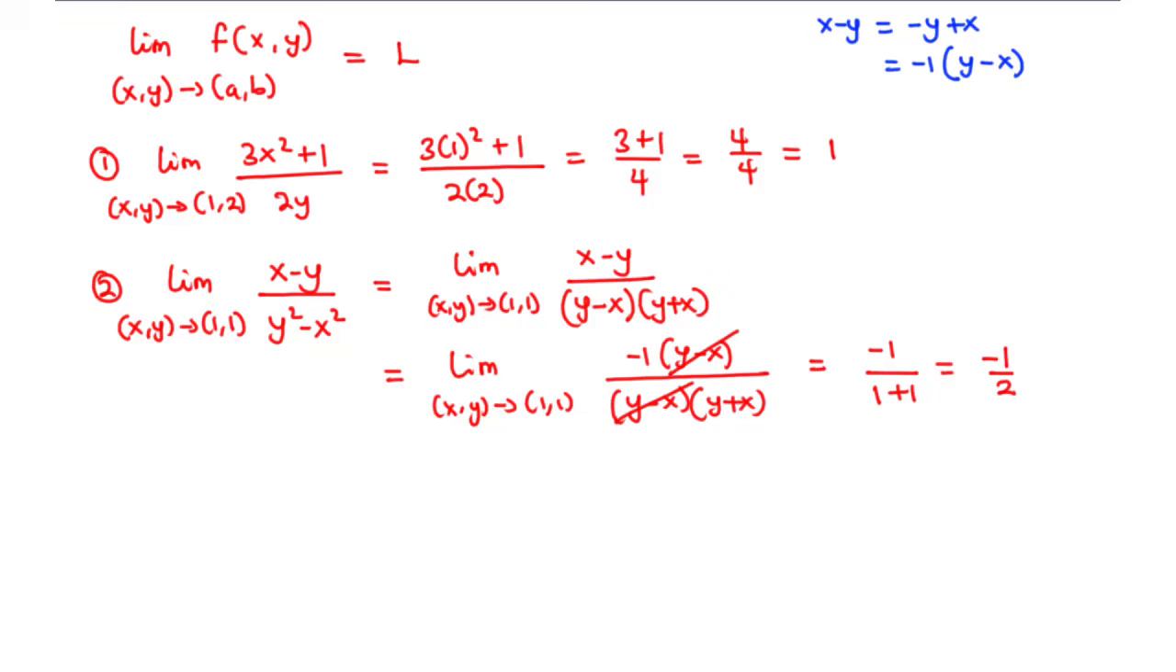Now we can have cases where neither of the two methods work. That is, we can have a situation where direct substitution does not work and the method of factorization also does not work. In such a case, how do we prove whether or not the limit of the function exists? And even if it exists, how do we find the actual limit of the function?